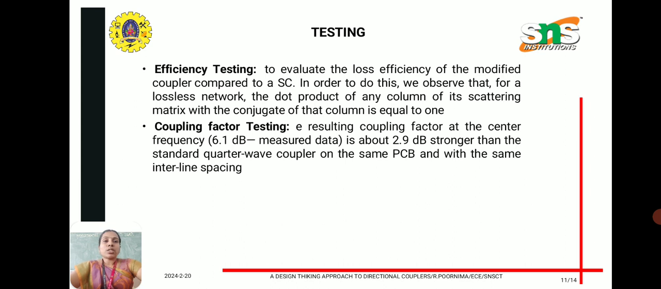In order to do this, we observe that for a lossless network, the dot product of any column of its scattering matrix with the conjugate of that column is equal to 1. So we are using the properties of the scattering matrix for the efficiency testing. And next, coupling factor testing. The resulting coupling factor at the center frequency, 6.1 decibels, is about 2.9 dB stronger than the standard coupler.